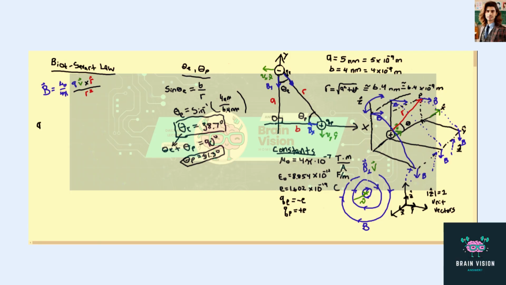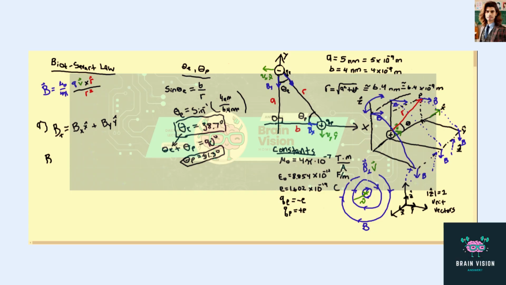Part A is asking us for the total magnetic field from the contribution of the electron at the origin point, and the contribution of the proton at the origin point. So B total is going to be equal to Bx x hat plus By y hat. And so we want to solve for Bx and By.